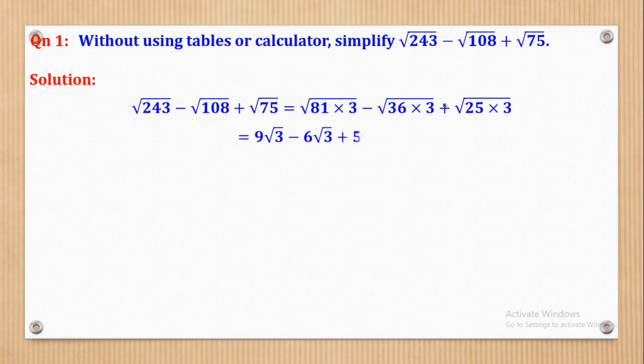Therefore, square root of 81 is 9, that is why you see 9 here. Square root of 36 is 6, that is why you see 6 here. Square root of 25 is 5, that is why you see 5 there. Then next, this minus this plus this gives you this part, and in the end, you shall come up with 8 root 3 as the answer.